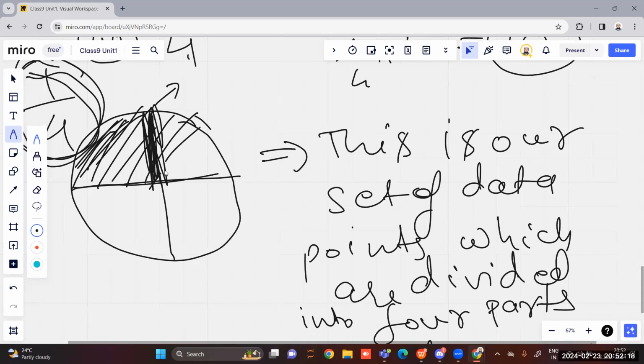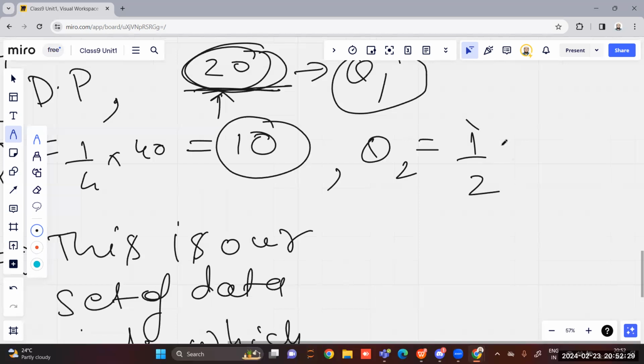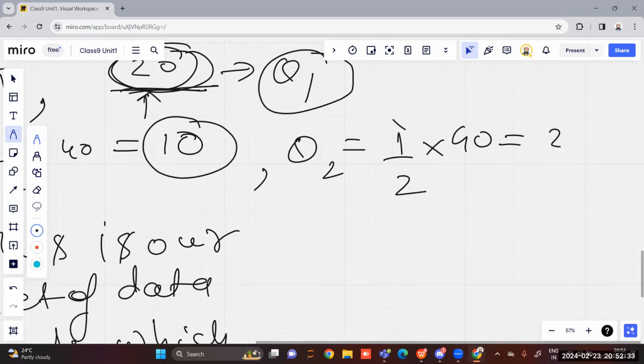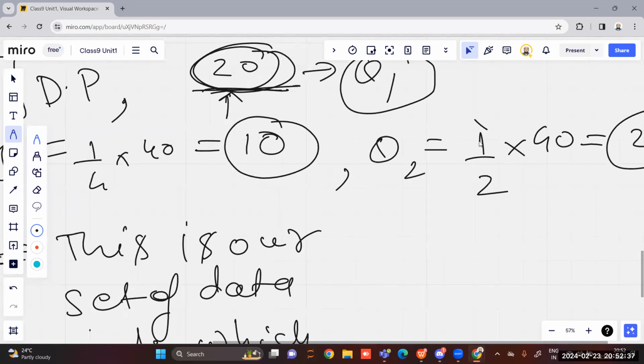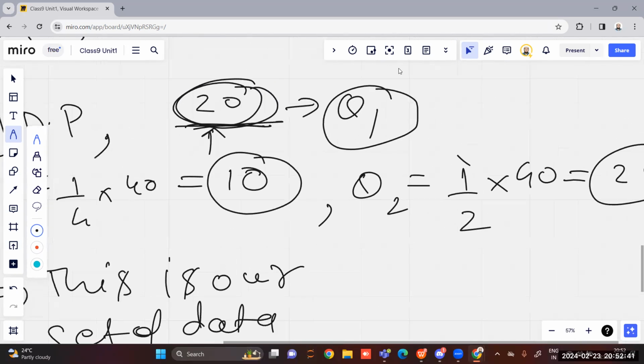So same thing. What's called the second quartile? If we divide the data into two halves, this was the first quartile. If I divide the data, I'll divide the number of data points by two. So it will be 40, so the answer will be around 20. Yes or no? Yes. So the median will be the 20th.